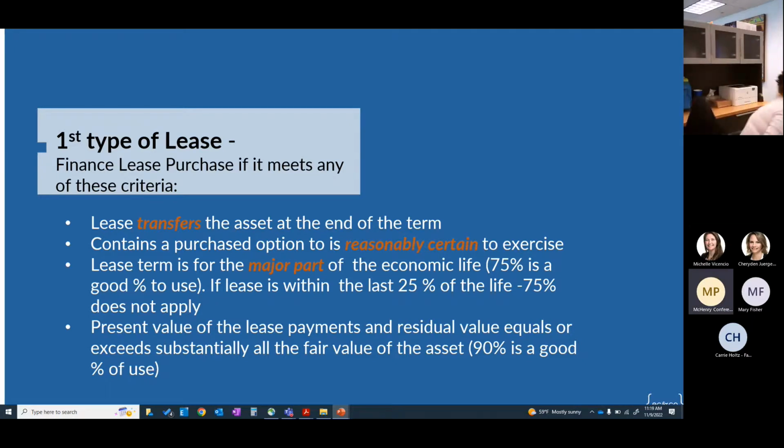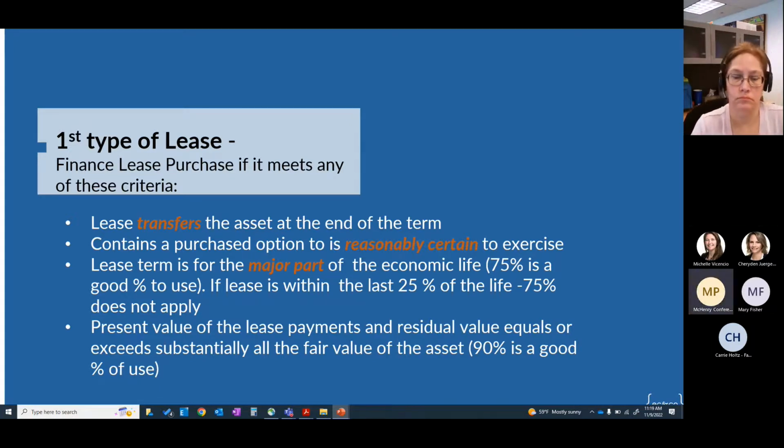And then the last one is the present value of the lease payments and the residual value equal or exceed the fair value of the asset. And so the standard kind of says that 90% is a good number to use for that. So going back to the copier, if we say the fair value of that asset is, let's just say, a $5,000 copier, if the present value of your lease payments are 90% of that $5,000 or more, then we would say that this meets that criteria.